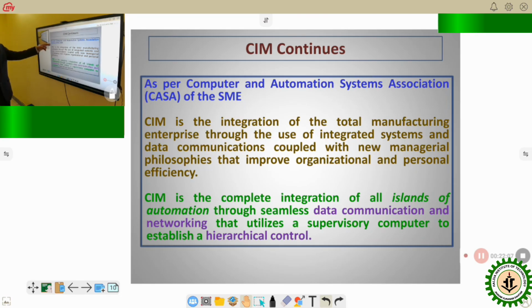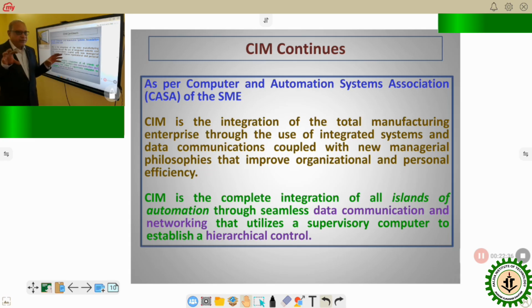As per the Computer and Automation Systems Association, CASA of SME, which stands for Society of Manufacturing Engineers, CIM is the integration of the total manufacturing enterprise through the use of integrated systems and data communications coupled with new managerial philosophies that improve organizational and personal efficiency. So this particular definition has certain key terms. CIM is the integration of the total manufacturing enterprise.